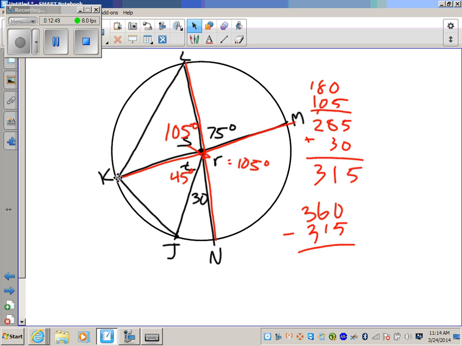Number 7, what's the measurement of angle S? 105. Number 8, what's the measurement of angle R? 105. 9, what's the measurement of angle T? 45. 10, the measurement of angle S and the measurement of angle T. 150?